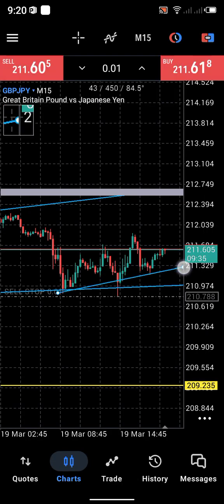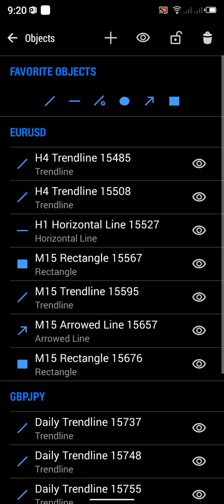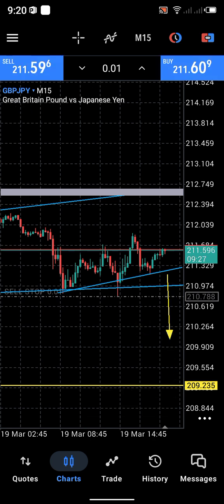So from the M15 perspective, I want to see price come under this area, then I'll sell. So anything 211.329, 211. This is where you can put like limits. Okay, your limits. So 211.228. That's a good zone.